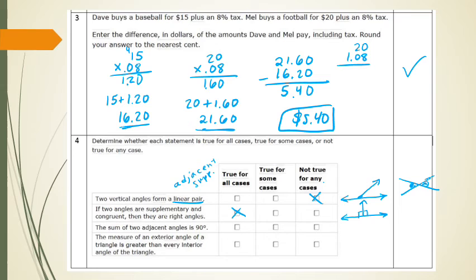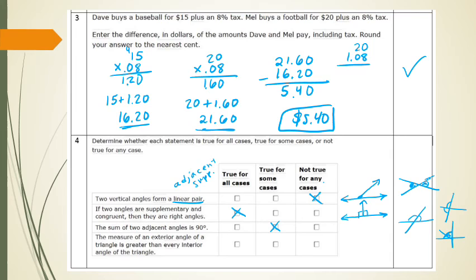The sum of two adjacent angles is 90 degrees. There's lots of different ways to make adjacent angles. For example, these two angles are next to each other. I could also look at other angle combinations. These two angles are next to each other. You might notice that adjacent angles could have all sorts of different sums. And so this is true for some cases. They could make 90 degrees, in the case of a complementary angle pair, these two angles are adjacent and make 90 degrees, but they don't necessarily have to.